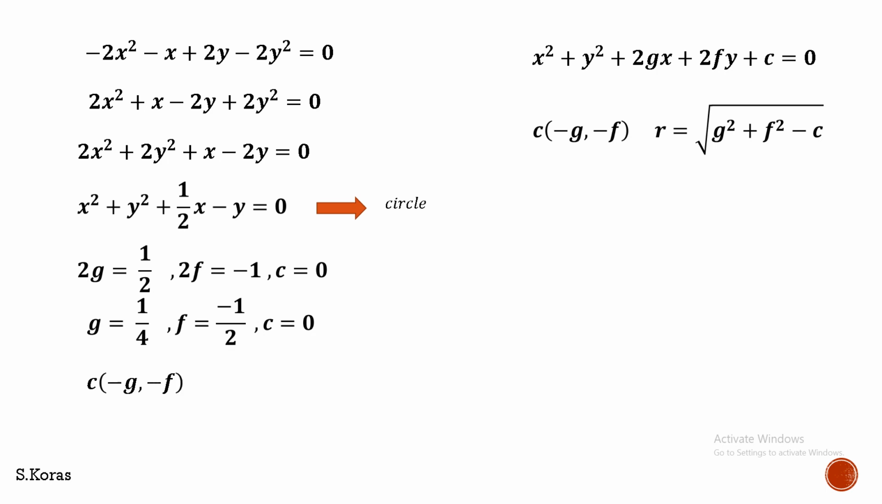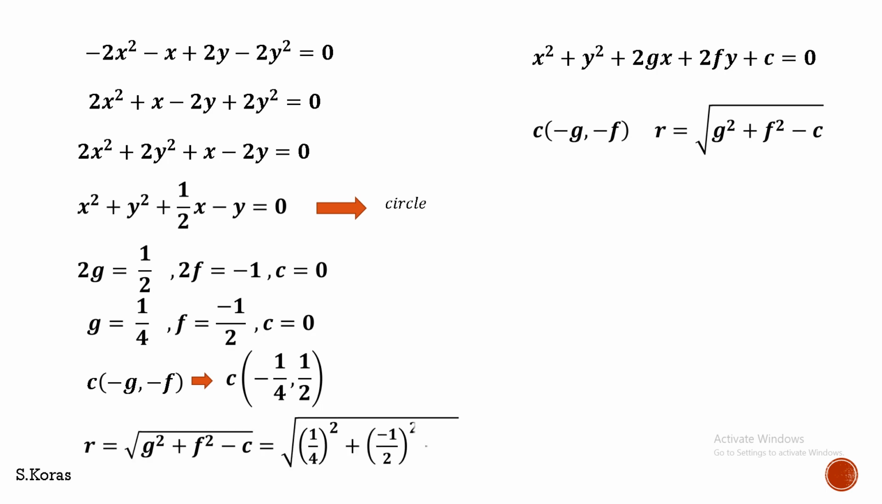So this is nothing but minus 1 by 4 comma 1 by 2. This is the center of the circle. And let's try to find the radius also. Radius value is root of g square plus f square minus c. It's very simple. Instead of g, we have to write 1 by 4 the whole square. For f, we have to write minus 1 by 2 the whole square, and the constant is 0.